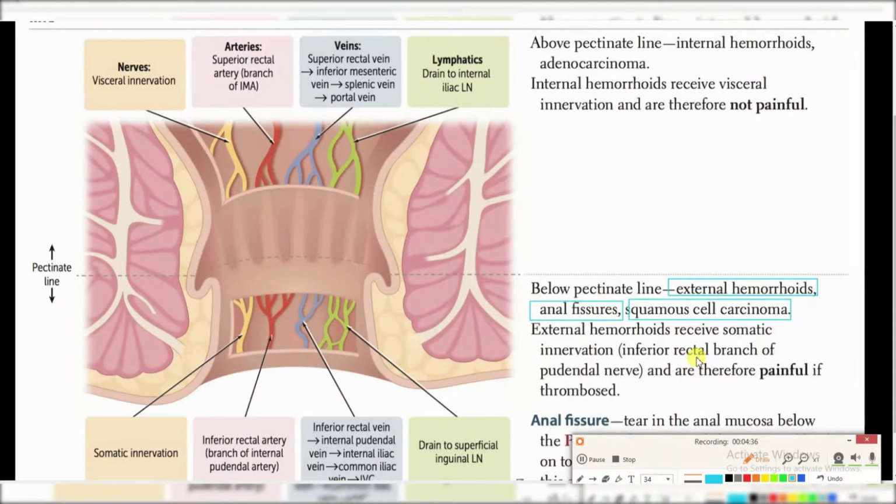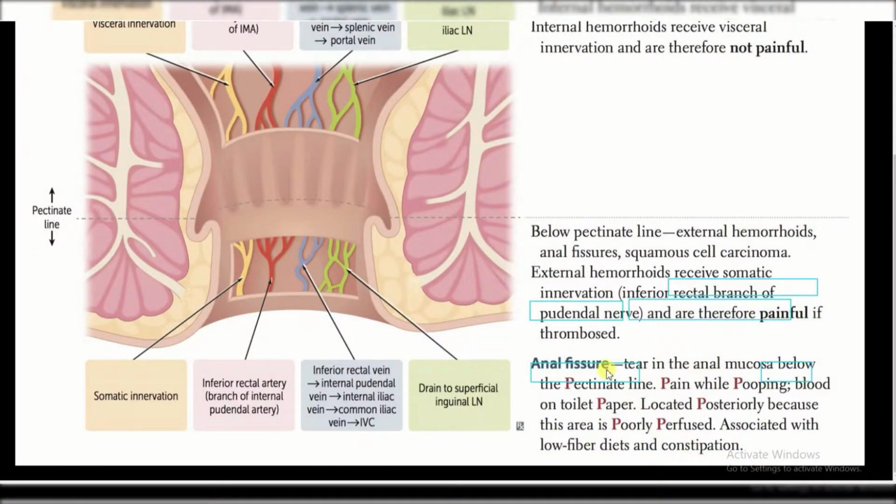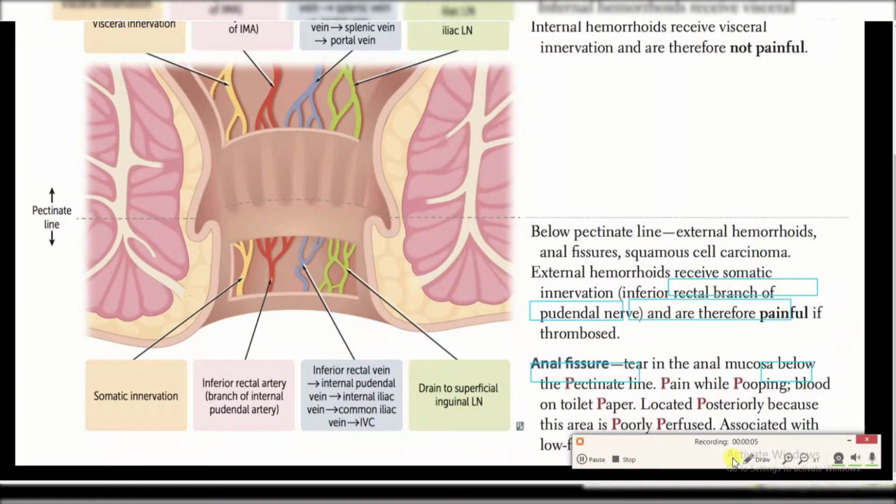External hemorrhoids receive somatic innervation from the inferior rectal branches of the pudendal nerve. Which nerve? The pudendal nerve, the inferior rectal branches of the pudendal nerve. Therefore they are painful, right? And internal hemorrhoids are not painful. Okay, let's further discuss the anal fissures. Let me clear all this.